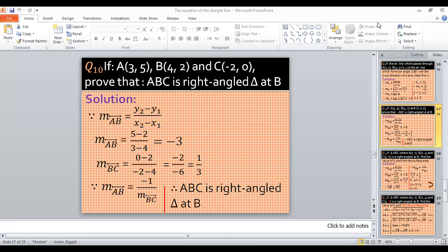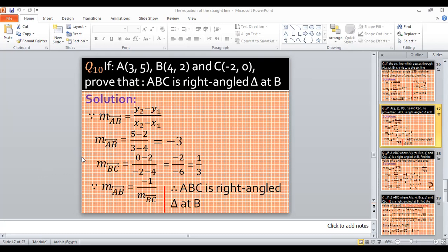Today, God willing, we will complete our lesson on the equation of a straight line. Question 10. If A is (3, 5), B is (4, 2), and C is (-2, 0), prove that ABC is a right angle triangle at B. Right angle triangle at B means the angle at B measures 90 degrees. How can I find the slope between two points A and B? The slope of the straight line AB equals y2 minus y1 divided by x2 minus x1.